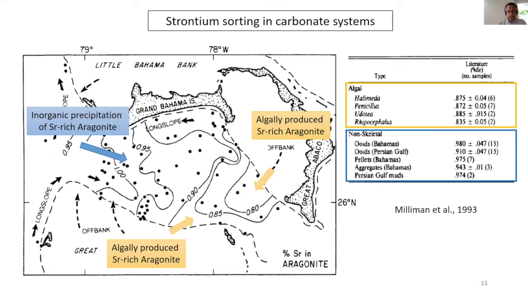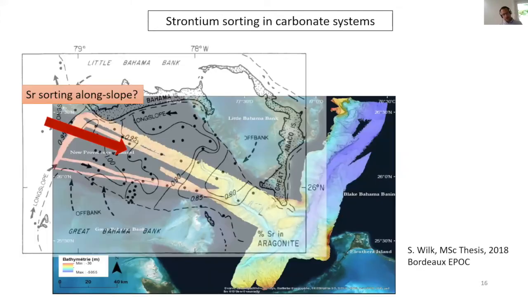But actually, in the light of the new bathymetric data, there is a clear slope of the Northwest Providence Channel towards the east. So this slope could also explain the strontium sorting along slope.